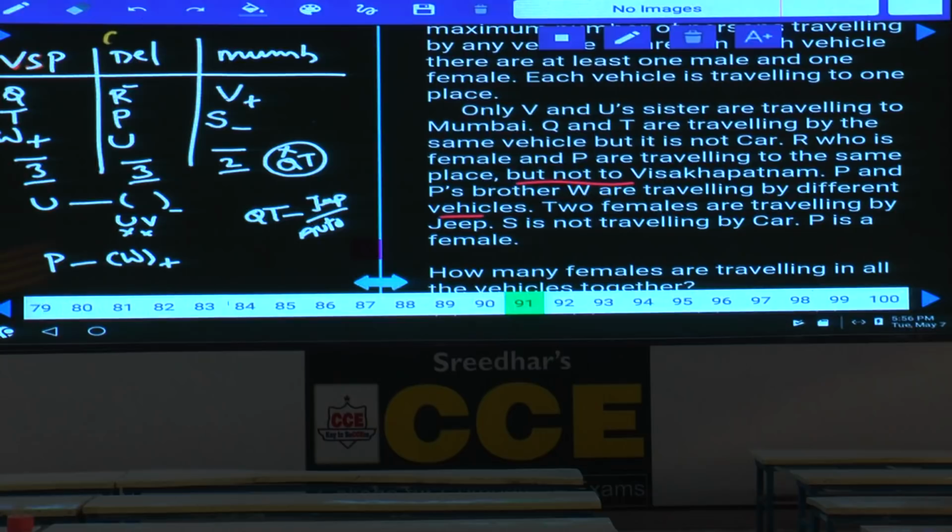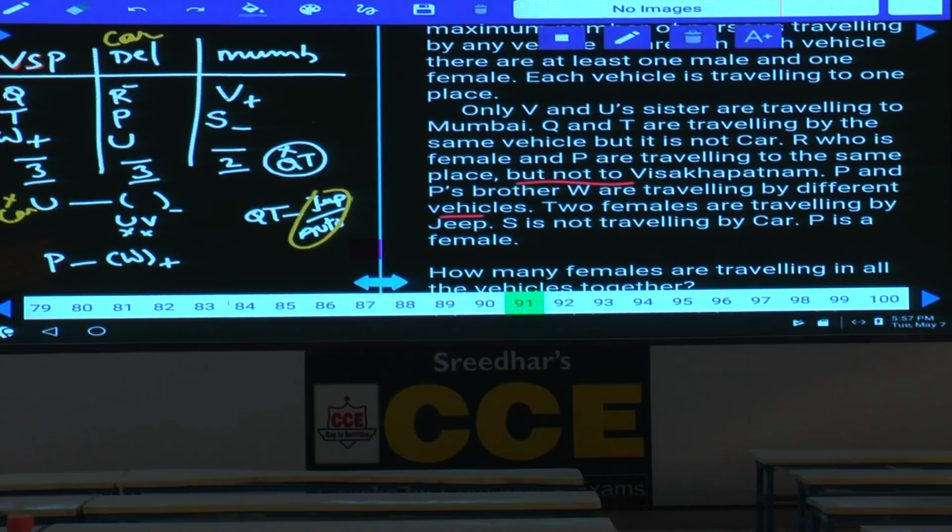Now the persons who are going to Delhi are traveling by car, isn't it? Because earlier Q and T cannot travel by car, they can travel either by jeep or auto. Hence car cannot be Visakhapatnam, and car cannot be Mumbai, isn't it? Because S is not traveling by car. Hence the persons who are traveling to Delhi must travel by car. Done? Car has been done.